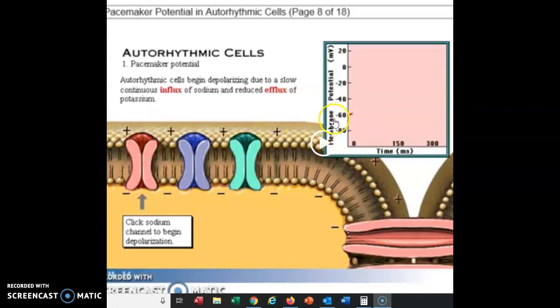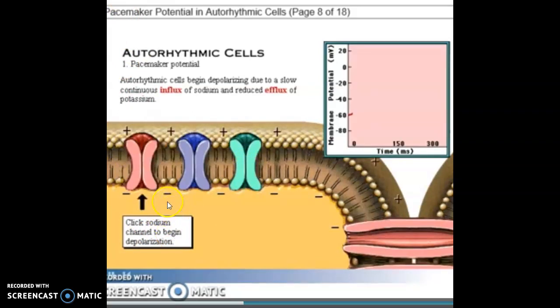Again, I'm at negative 60, so I'm negatively charged inside. This is outside the cell, so there's a lot more sodium out here, so it's going to be positively charged in relationship to the inside. So when I click on this and sodium starts coming in, watch how this gradually rises as sodium gradually comes in. What we're wanting it to do is rise to about negative 40, which is going to be our threshold voltage, which causes our calcium channels to open up.